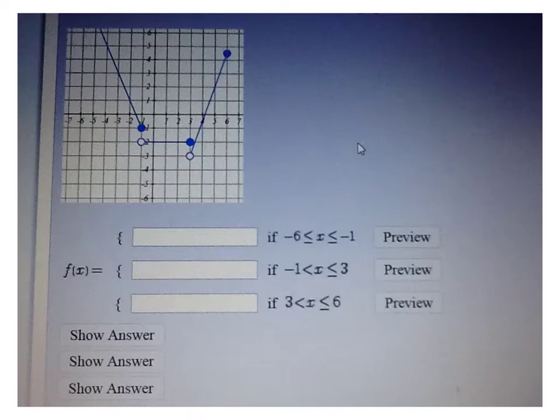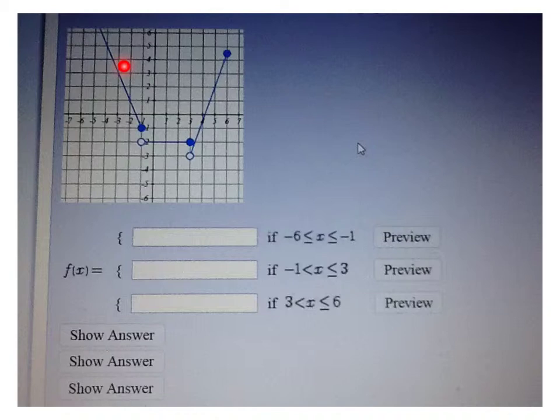Okay, so what am I? We've got to write a piecewise function for these graphs. I'm seeing a line right here, right? That's a line. I'm seeing it has a slope of down 2 over 1. Let's see, down 2 over 1. So I'm pretty sure the slope is down 2 over 1.